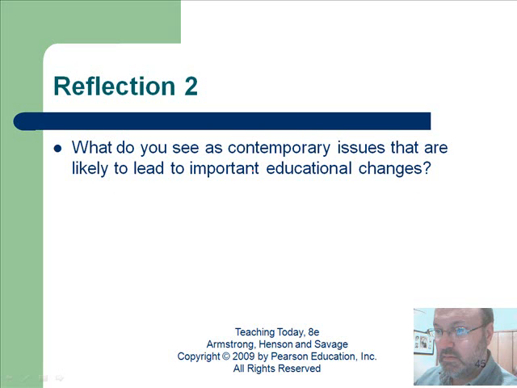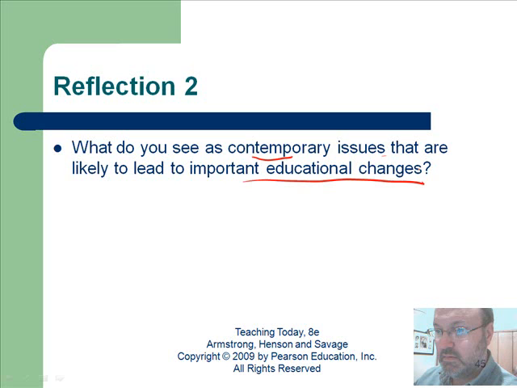And here's the next one I want you to reflect on and respond to. What are those contemporary issues that are likely to lead to important educational changes? You think of all, review contemporary issues in education and see if you can come up with that. Okay? So you have to have those two to get your points. So that's Chapter 8, History of Education. How did we get here?